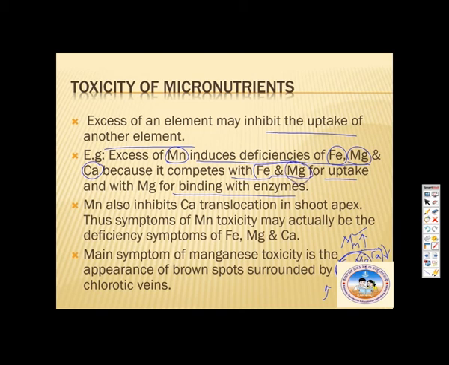Now coming to your calcium, manganese will inhibit the calcium translocation in the shoot apex. Calcium translocation means it does not let calcium go to another place. So these are the toxicities, which is why these three elements are less.